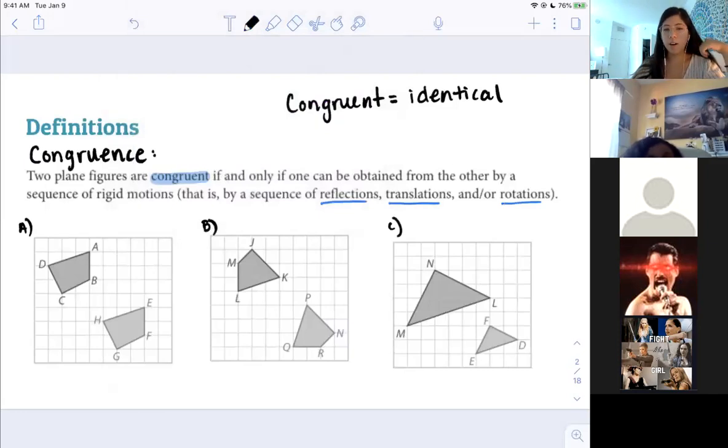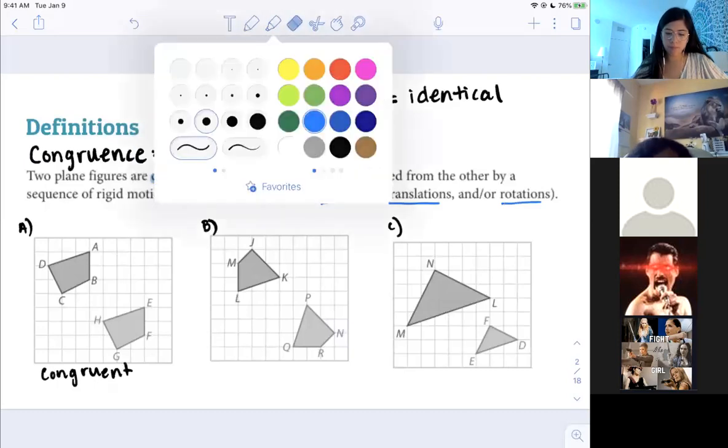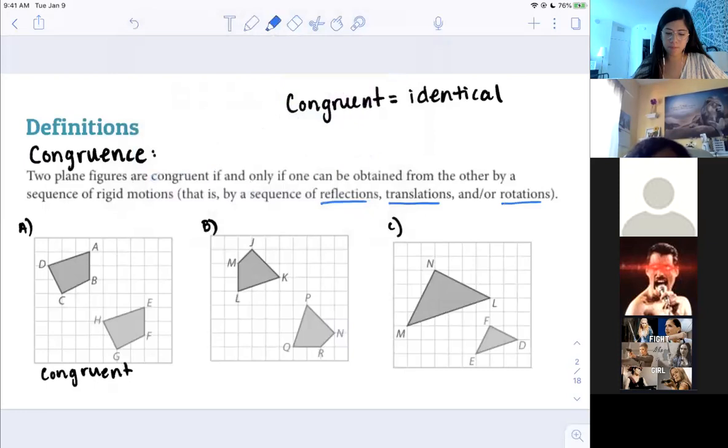So starting with A, are they congruent? Yes. Good. These are congruent. What type of transformation was used to show that they are congruent? Was it a reflection, a translation, or a rotation? Reflection? I have one vote for reflection. What does everyone else think? Translation.